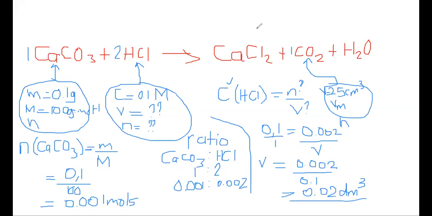Right, let's check. How do you mark this? It's 5 marks. So you're going to get a mark for substituting here, 0,1 divided by 100. 1 mark for the ratio, finding the number of moles here, 0,002. 1 mark for formula. Concentration is equal to number of moles over volume. 1 mark for substituting. 1 mark for the final answer. Those are the 5 marks that you get.